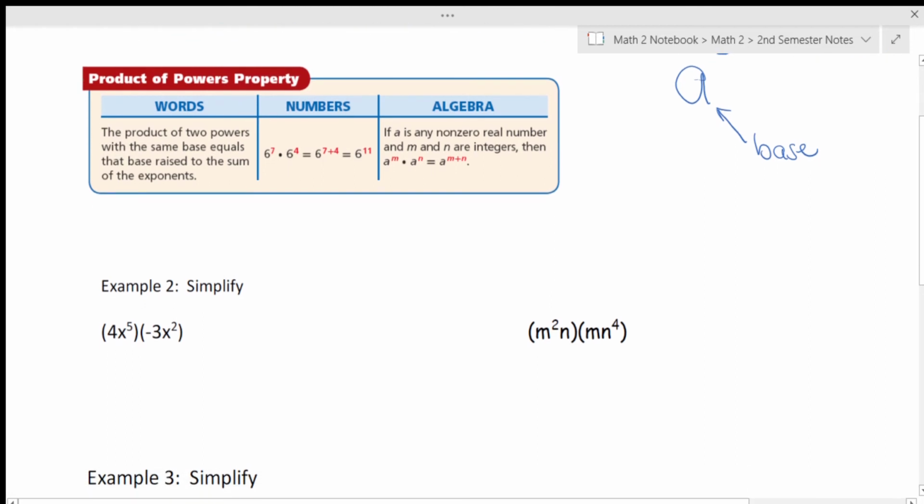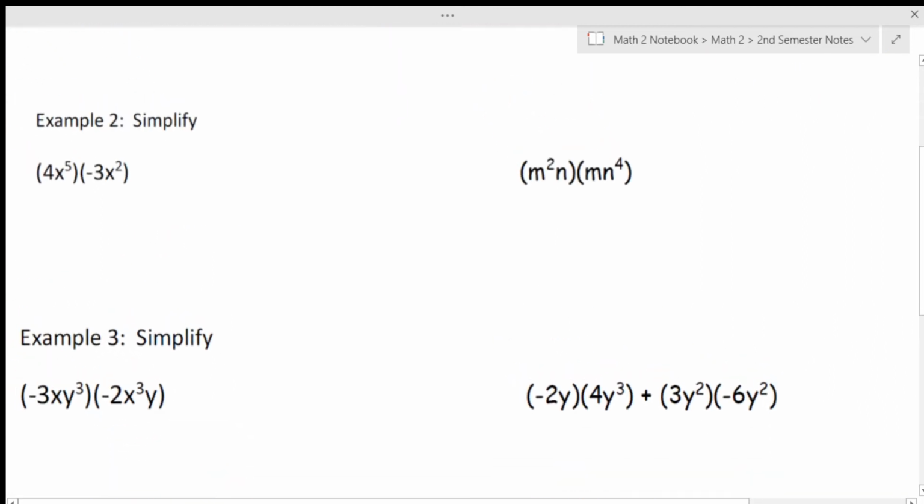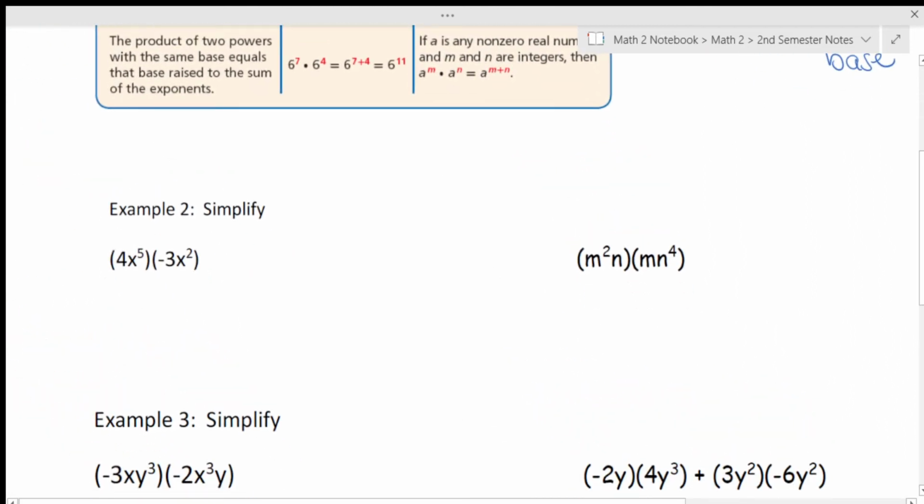So for these examples, we need to simplify fully. That means we need to have any fractions reduced, and we cannot have any negative exponents, which we're going to review some more of. I don't think we'll run into it in these examples, but we do want to keep that in mind. Fully simplified, no negative exponents.